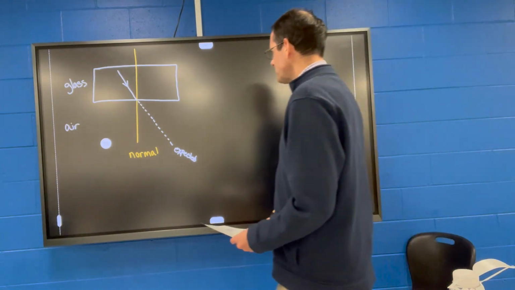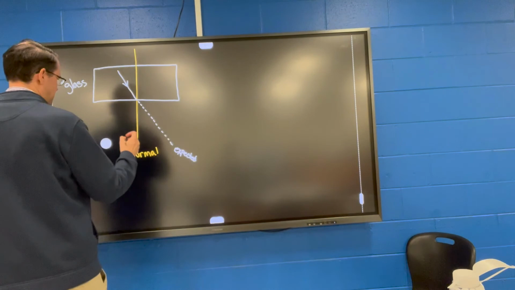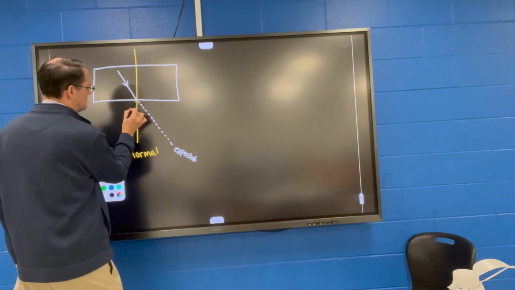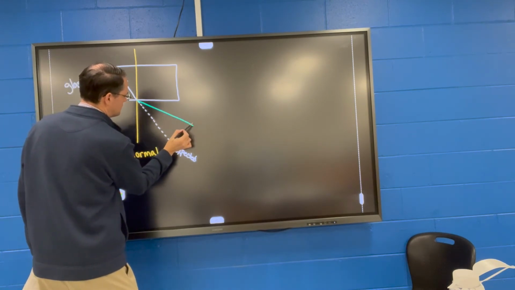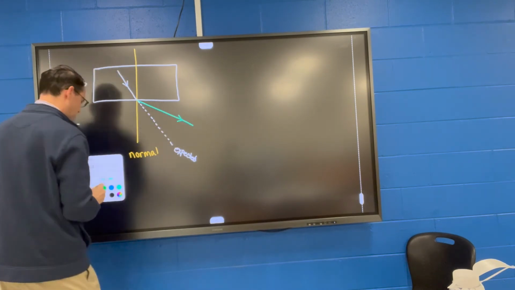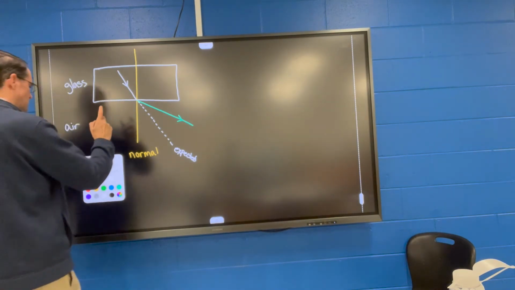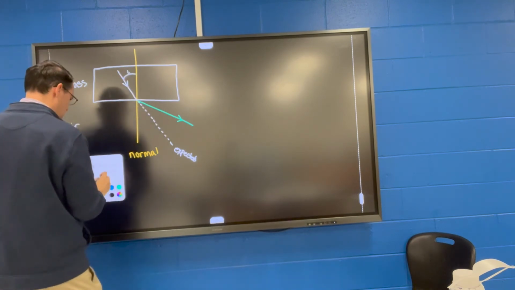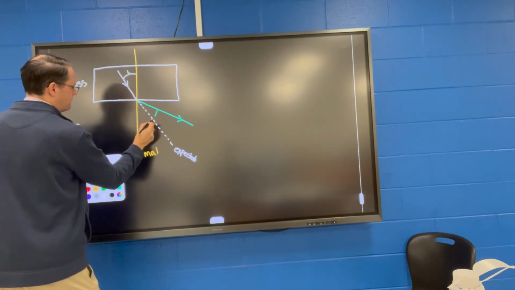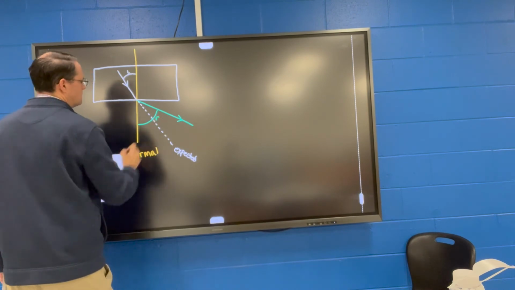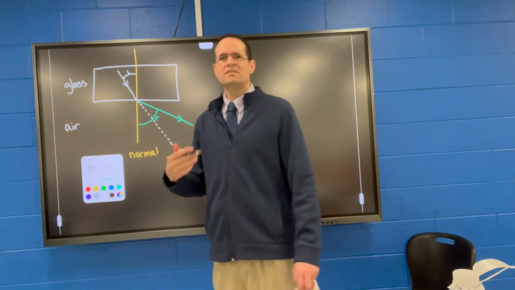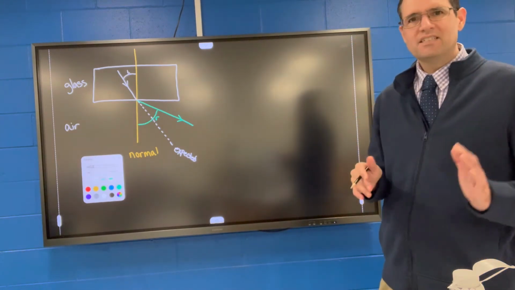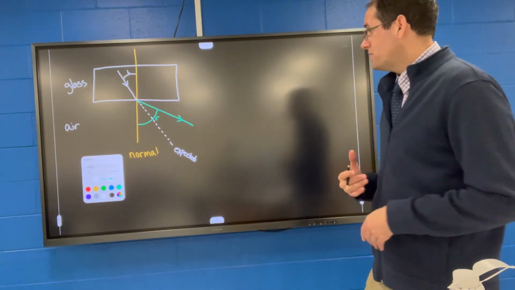Well, here, what's going to happen is it's going to bend away from the normal. So in blue here, I'm going to show it going in this direction, okay? So let's label things here. This is the angle of incidence, and this is the angle of refraction, okay? And here, once again, the angle of incidence is not equal to the angle of refraction because light bends, okay?